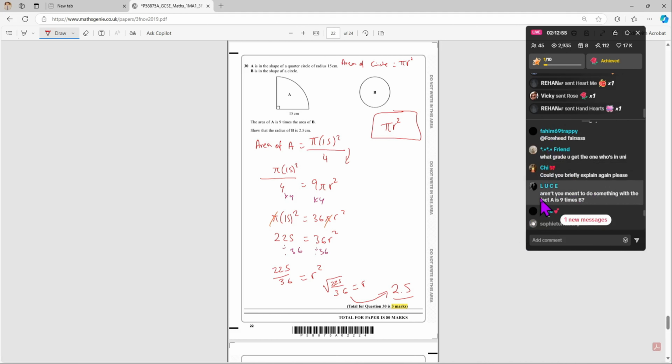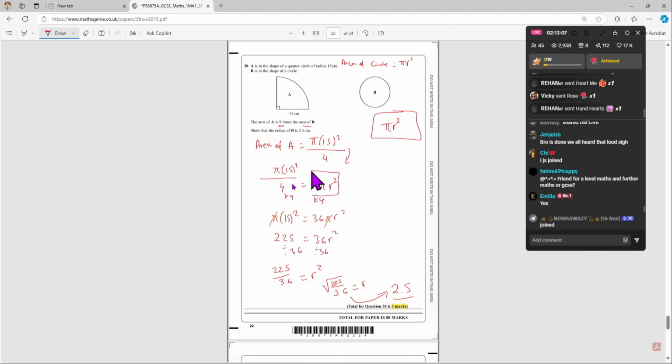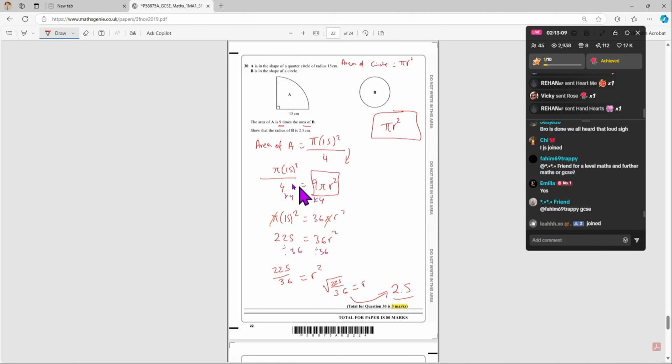Aren't you meant to do something with the fact A is 9 times B? We actually did that, because it said the area of A is 9 times the area of B. That's why the area of B, which is pi r squared, we put as 9 pi r squared. Okay?